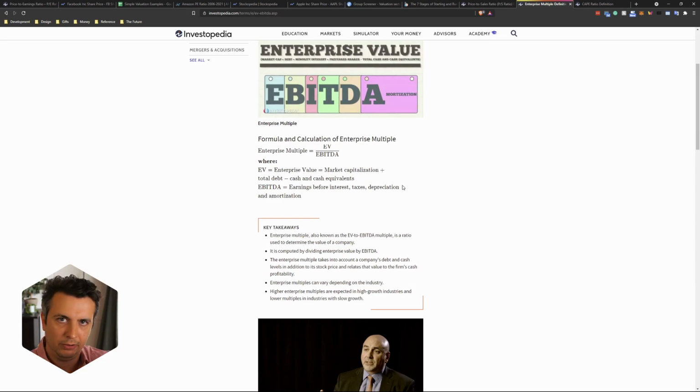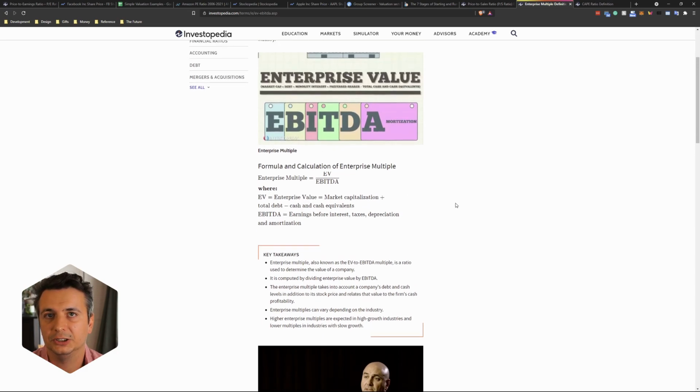So if you add all those things back, you arrive at a profit position for that company that hasn't been distorted by all of these things, and allows you to more accurately compare company A with company B, particularly if those companies operate in different geographies or if they're global organizations. All right, so EV over EBITDA can be a more accurate representation of the valuation of a company versus the PE ratio.